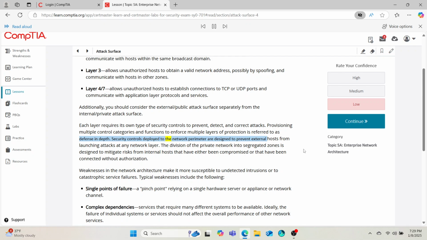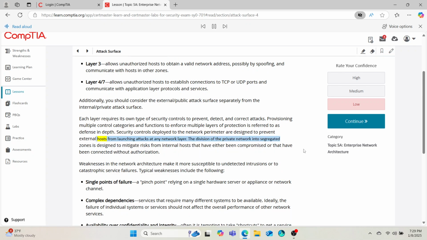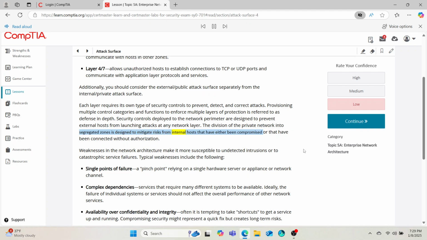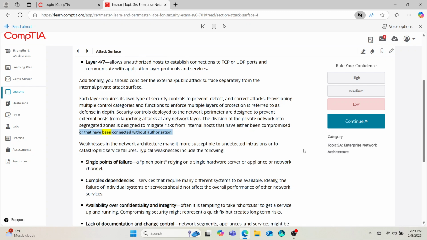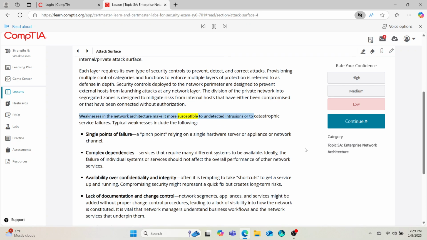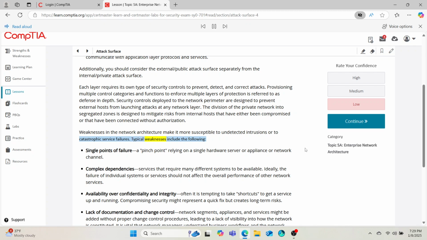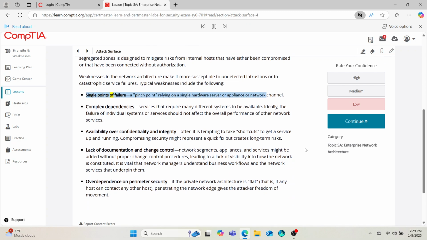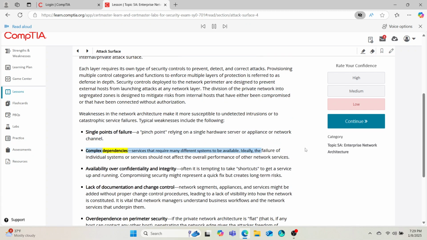Security controls deployed to the network perimeter are designed to prevent external hosts from launching attacks at any network layer. The division of the private network into segregated zones is designed to mitigate risks from internal hosts that have either been compromised or that have been connected without authorization. Weaknesses in the network architecture make it more susceptible to undetected intrusions or to catastrophic service failures. Typical weaknesses include the following: single points of failure, a pinch point, relying on a single hardware server or appliance or network channel. Complex dependencies, services that require many different systems to be available.